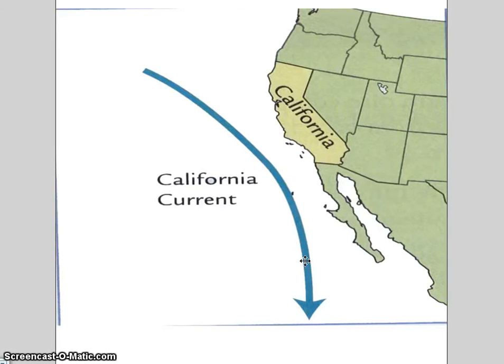All right, so now we know that the sun affects air on a global scale, on a local scale, and it affects our oceans.